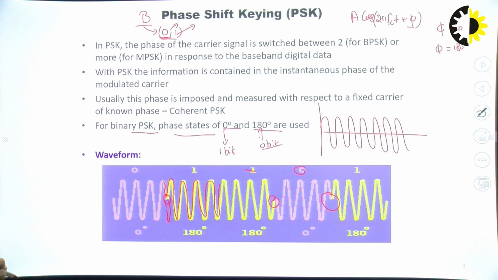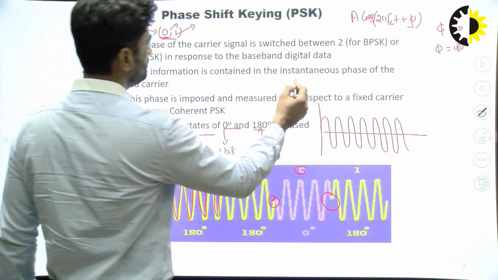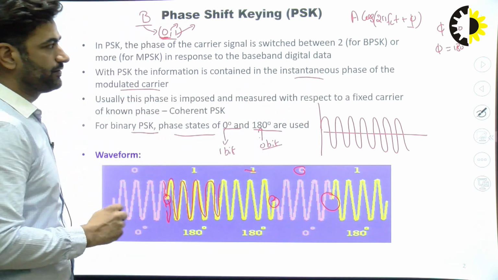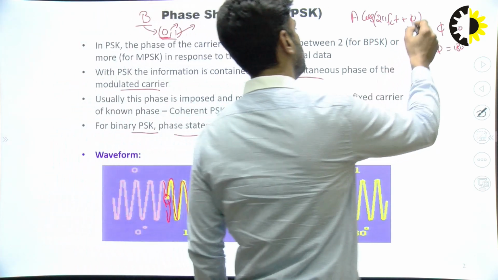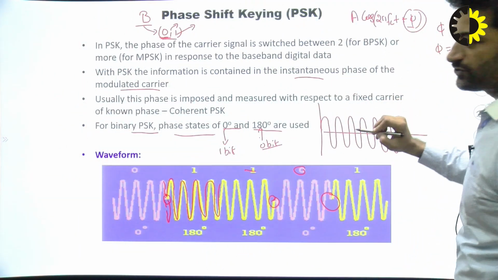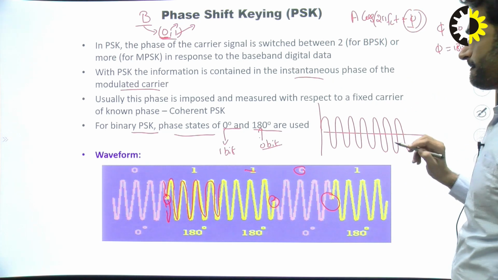With PSK, the information is contained in the instantaneous phase of the modulated carrier. The equation of this phase will vary with respect to the modulating signal.